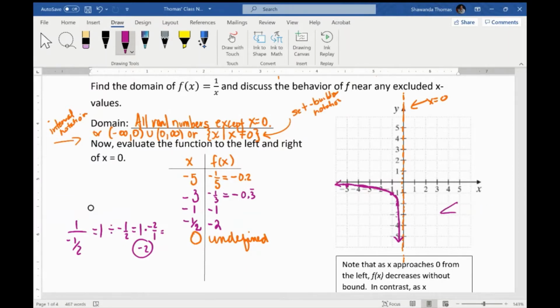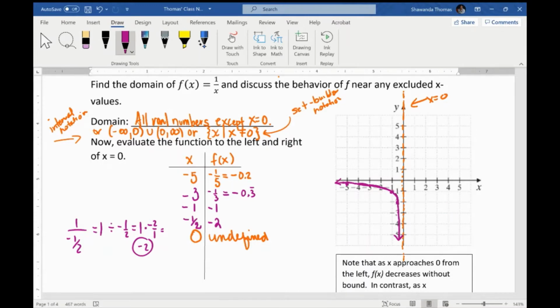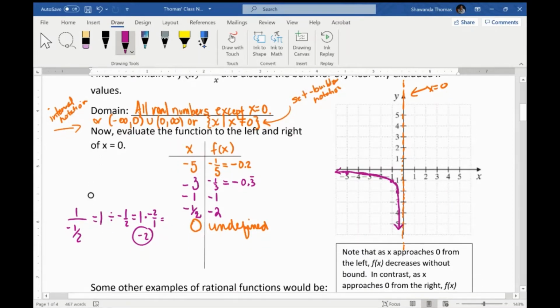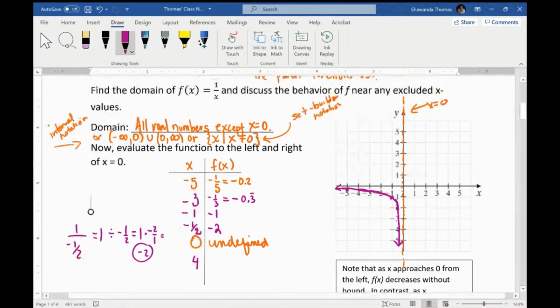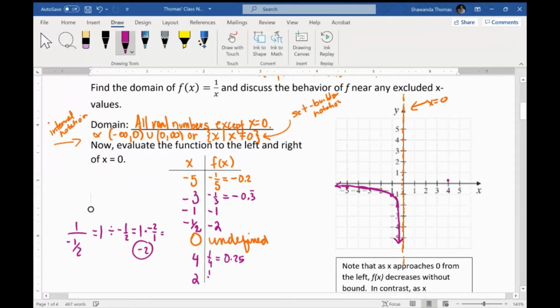I'm going to skip some things because we can glean some information from what we just did. Let's try 4. If you plug in 4 into 1 over x, what do you get? 1/4, which is really 0.25. Nice. I'll plot that, guesstimate about right here. Let's skip again. What about 2? Plug in 2. 1 over 2, what is that really? 0.5. Yep. So (2, 1/2).